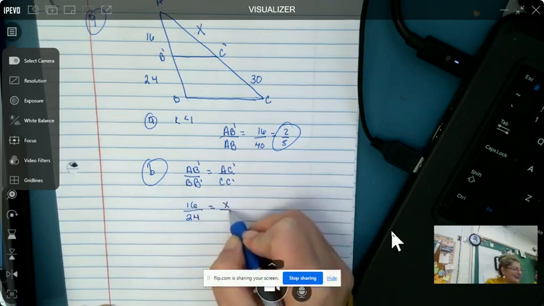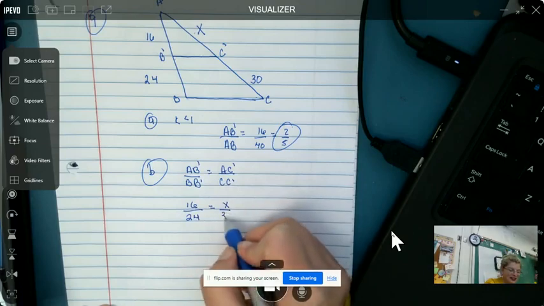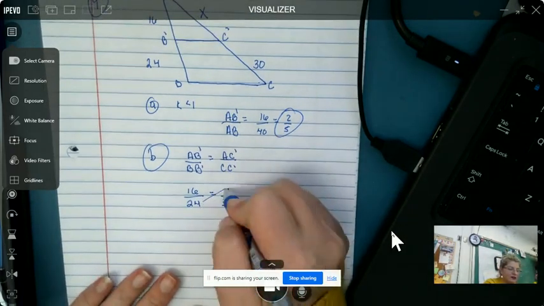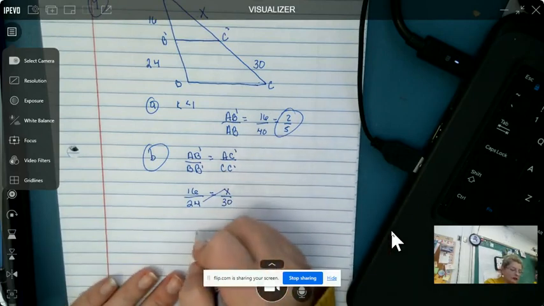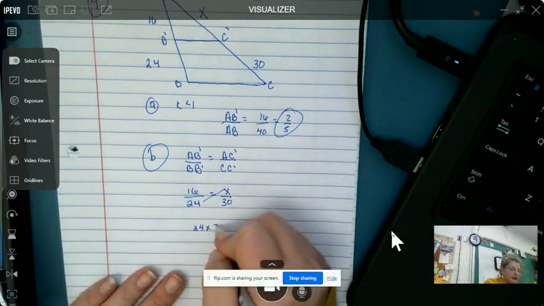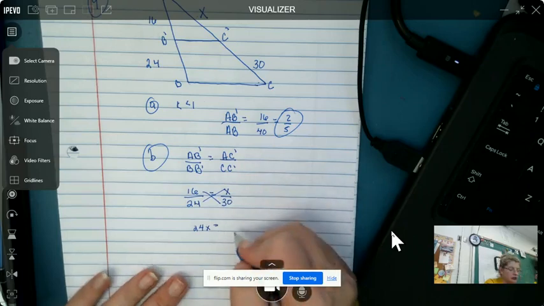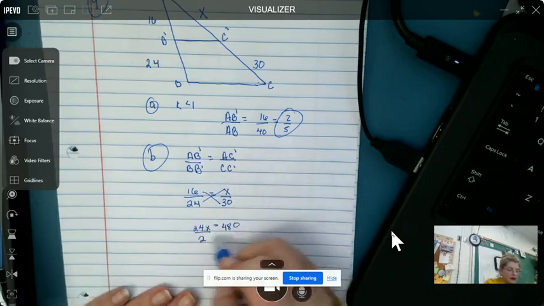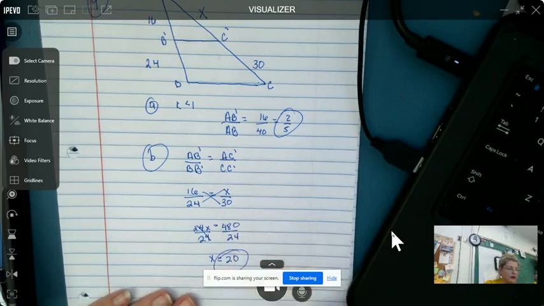equals X to 30. Can't tell me how many subscribers I have. So cross multiply. 24 times X is 24X. 16 times 30 is 480. Divide both sides by 24. X is going to equal 20. Okay, so A to C prime is 20.